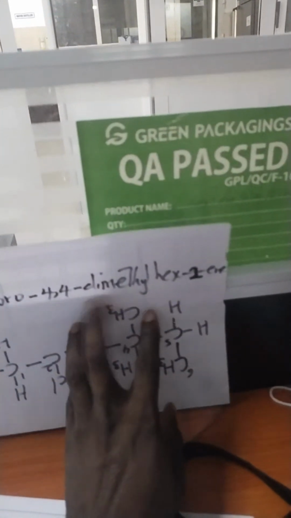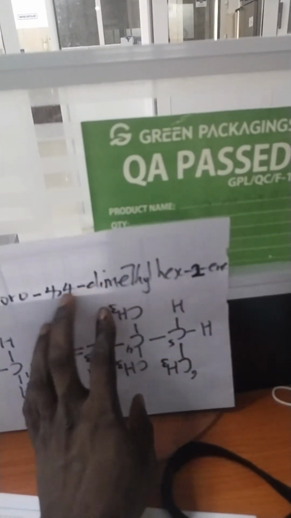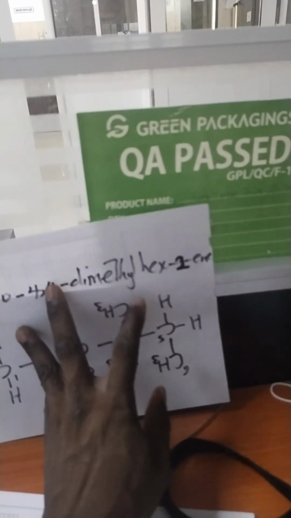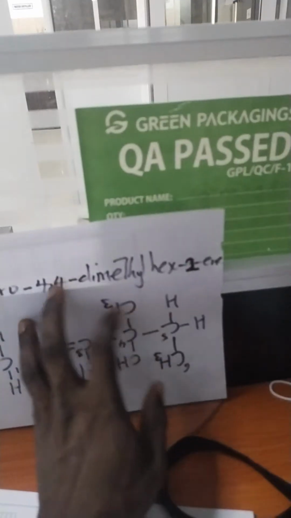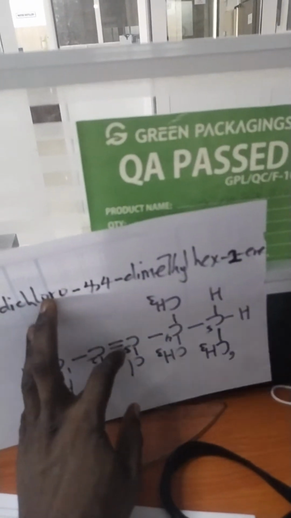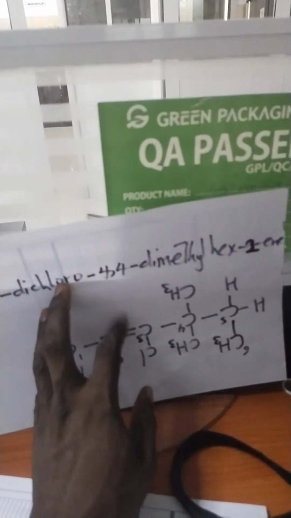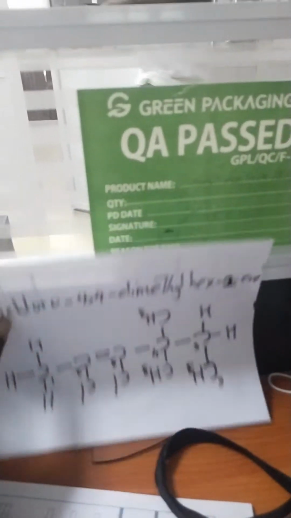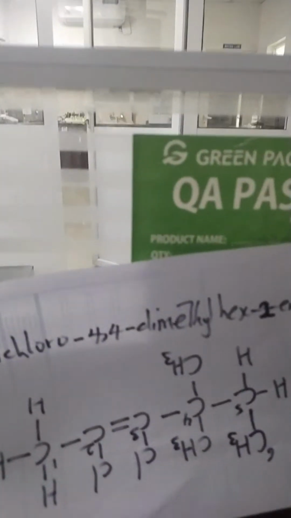In cases where you are supposed to mention the position of the double bond, you can say 2, 3, and put that in brackets. That will show that the double bond is in between carbon atom number 2 and carbon atom number 3. The video you just saw is a simple explanation to that particular question.